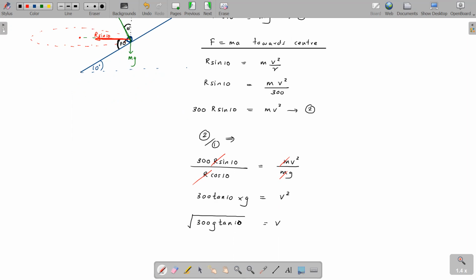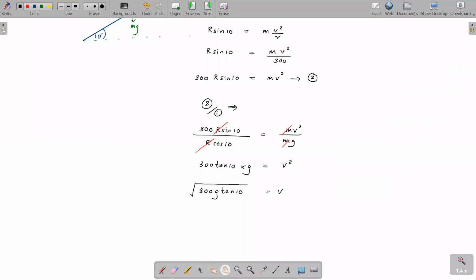Now definitely when you use g as 9.8, you can give the answer correct to 2 SF or 3 SF. So over here, you give your answer to either 2 SF or 3 SF. So this is going to be 22.8 meters per second. You can get the answer from the class.